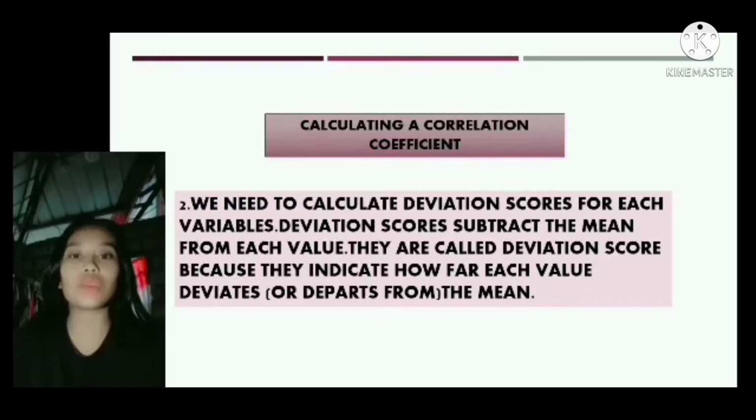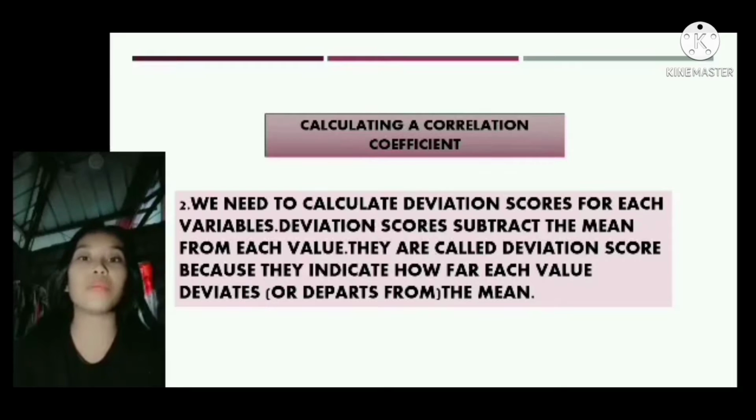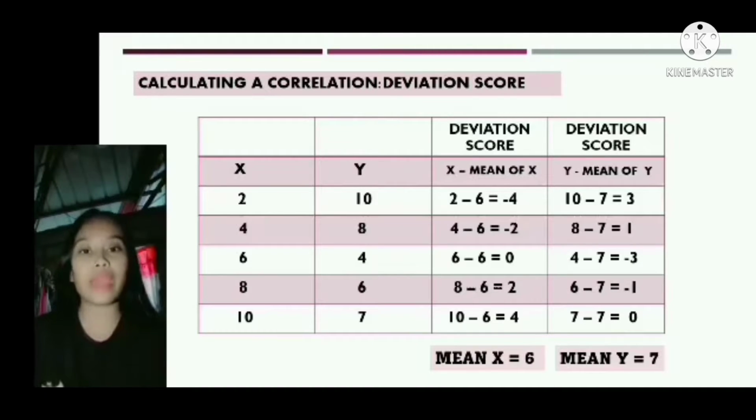Number 2, we need to calculate deviation scores for each variable. Deviation score: subtract the mean from each value. They are called deviation scores because they indicate how far each value deviates or departs from the mean. So the mean of x is 6 and the mean of y is 7. The values of x are 2, 4, 6, 8, and 10. And the values of y are 10, 8, 4, 6, and 7.